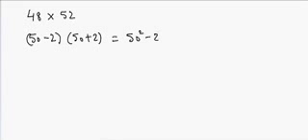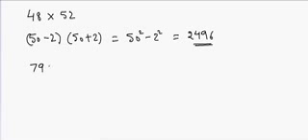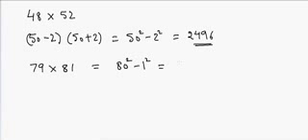That will be equal to 50 square minus 2 square. So the answer will be equal to 2496. Same way, suppose I have to do 79 into 81, the answer will be equal to 80 square minus 1 square, so this will be equal to 6399.